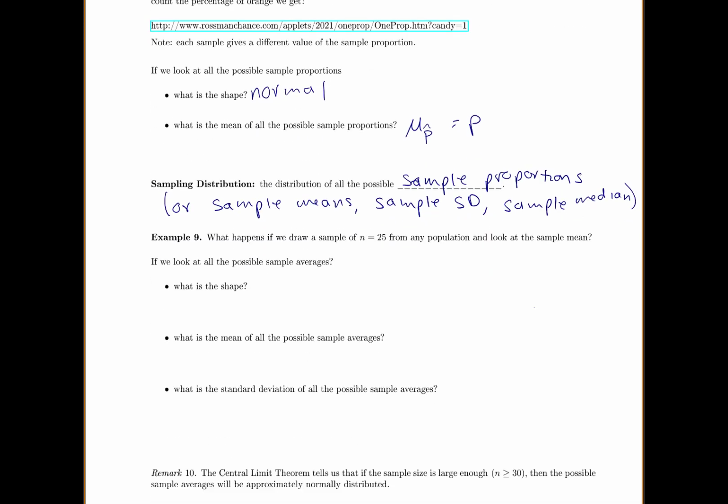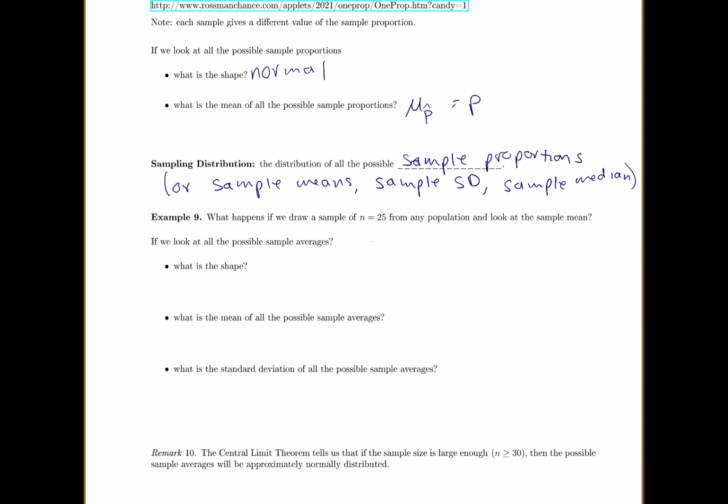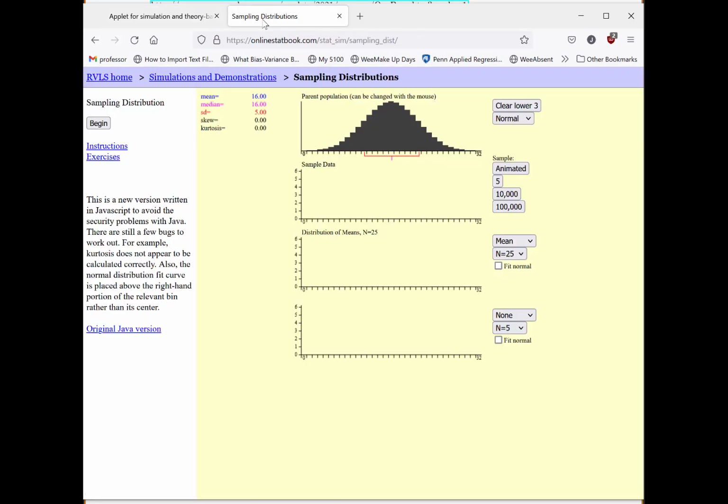So let's look at a different applet. Let's see what happens if we draw a sample of n equals 25 from any population and look at the sample mean. So this is a nice parent population that started off fairly normal. I can draw a sample of 25 and look at the mean. I can do the animated, but that's going to take a while. So let's try just like 5 different samples. For 5 different samples, I had a few different sample means.